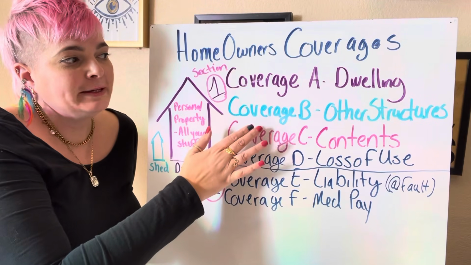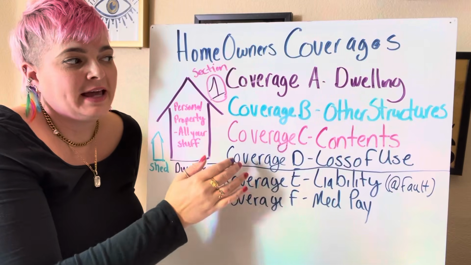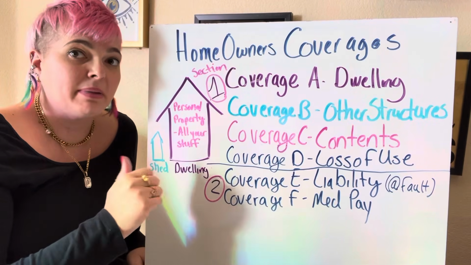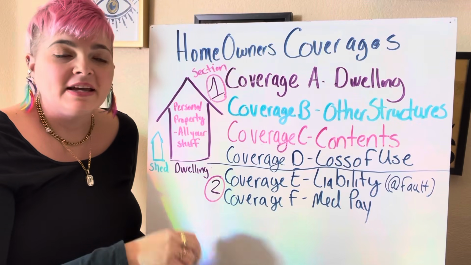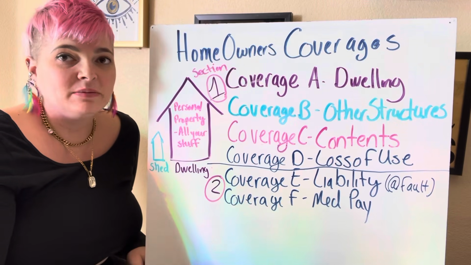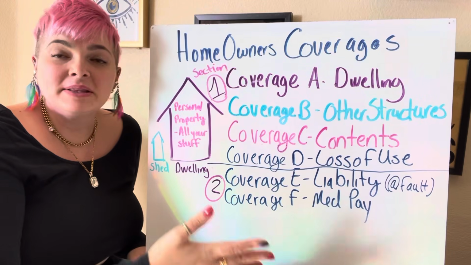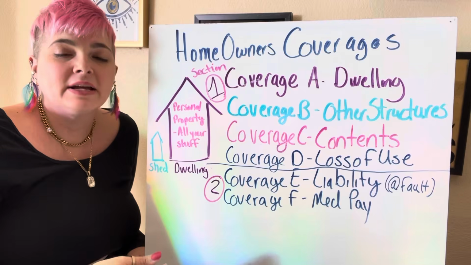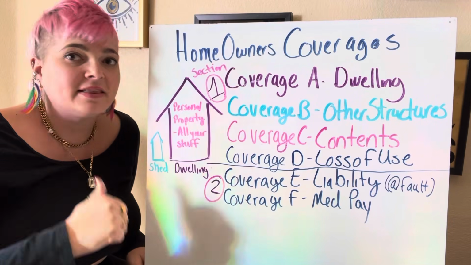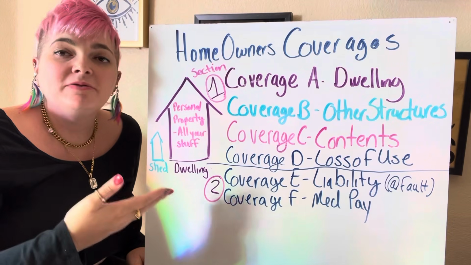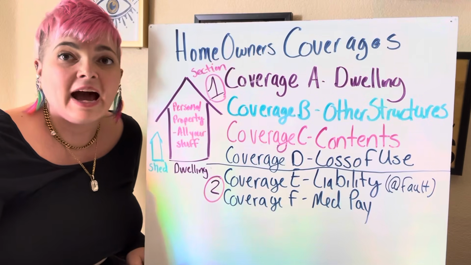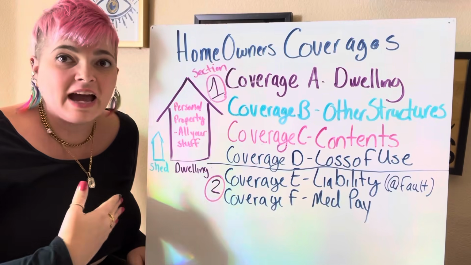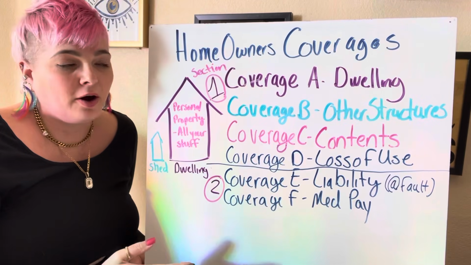Now, coverage B is known as other structures, and I like to say B for backyard because it's all the buildings in the backyard. This would be like the shed, a detached garage, a gazebo. Now, it doesn't technically have to be in the backyard, it could be in the front yard, but it's just a memory trick. Coverage B for backyard, it's all the buildings in the back that are not attached to the house. If you have a garage that's built into the house, that would be coverage A. Coverage B is detached, not attached to the main living structure at all.